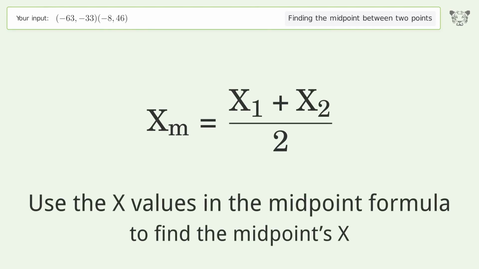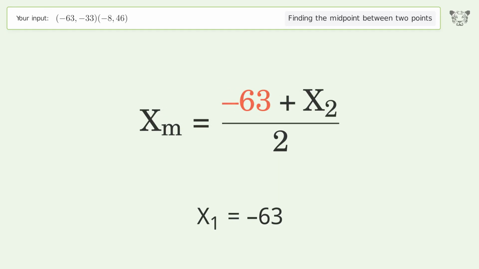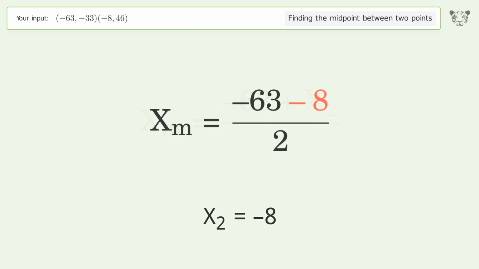Use the x values in the midpoint formula to find the midpoints x. x1 equals negative 63. x2 equals negative 8. Simplify the arithmetic.